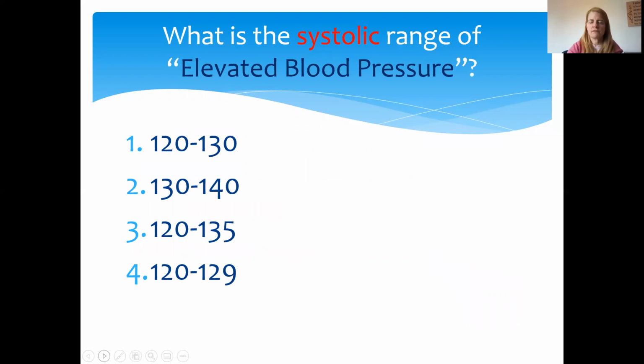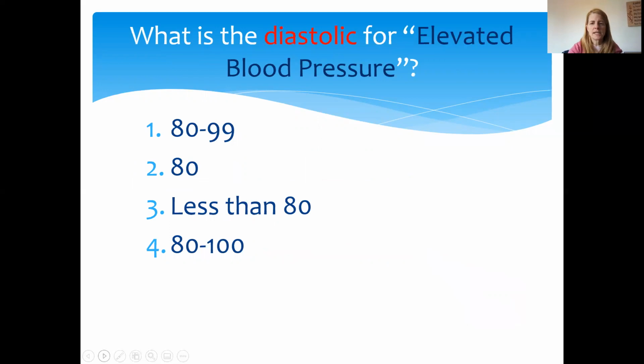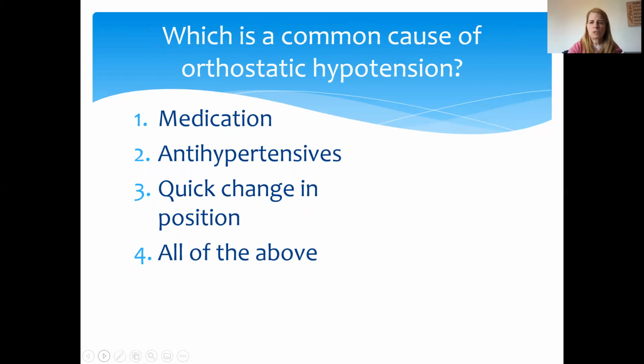Systolic range of elevated blood pressure, 120 to 129, so it is lower than it used to be. Diastolic elevated blood pressure, 80. 80 is the start of the diastolic elevated blood pressure. Common cause of orthostatic hypotension: they can be on blood pressure medications or different medications that cause that, and the quick change in position, so all of the above.